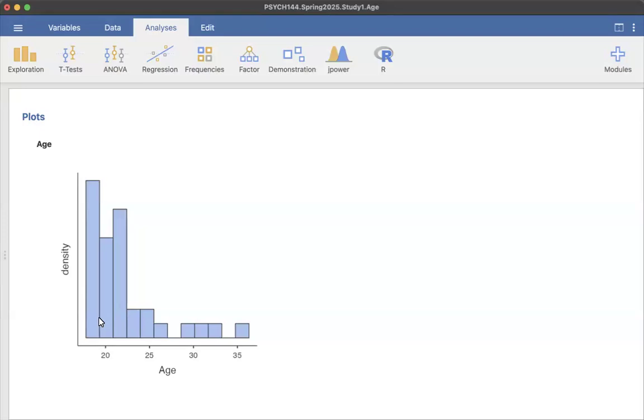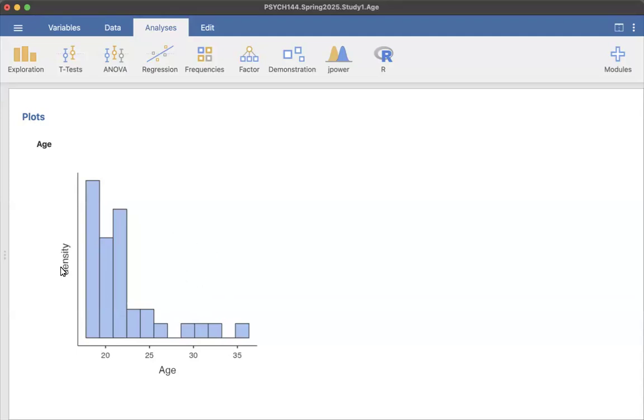Jamovi automatically chooses the size of the bin, meaning that there's a range of values that fall into each bin, and we can't actually control that. Which is why I don't usually use Jamovi graphs for reports. I just like to visualize with them. But here, I just want to go over briefly what this tells us.